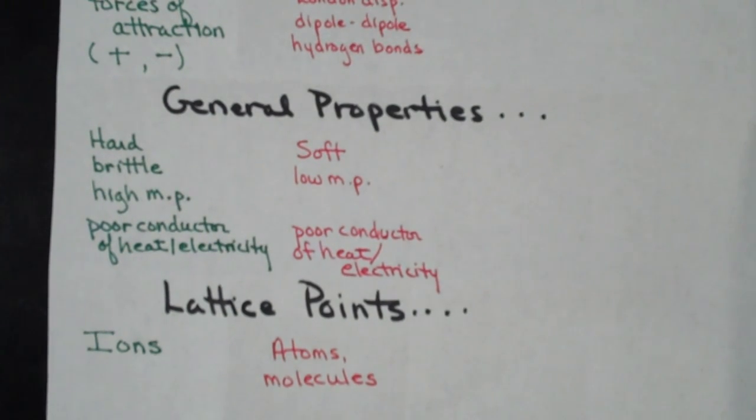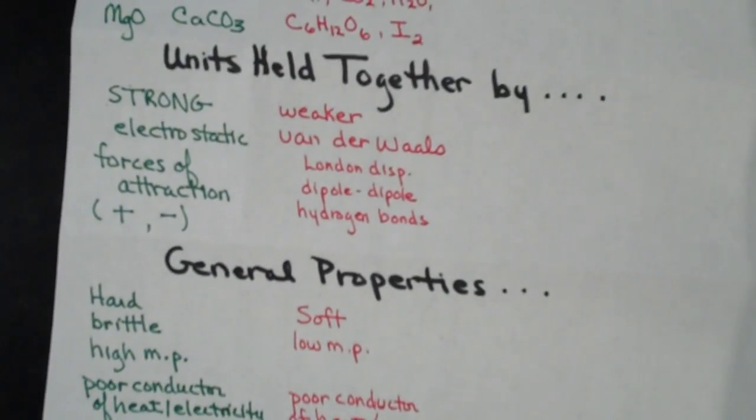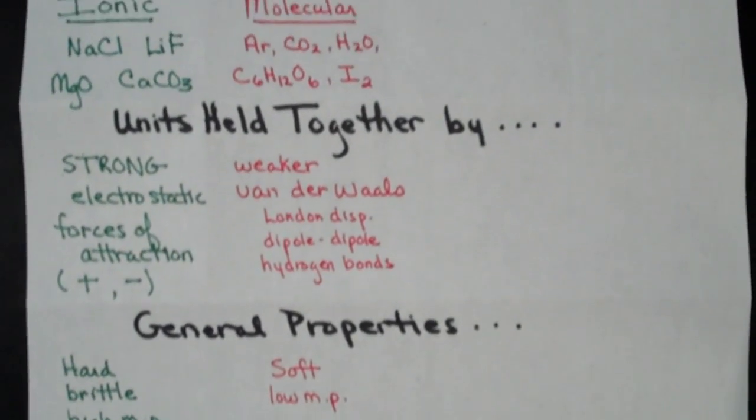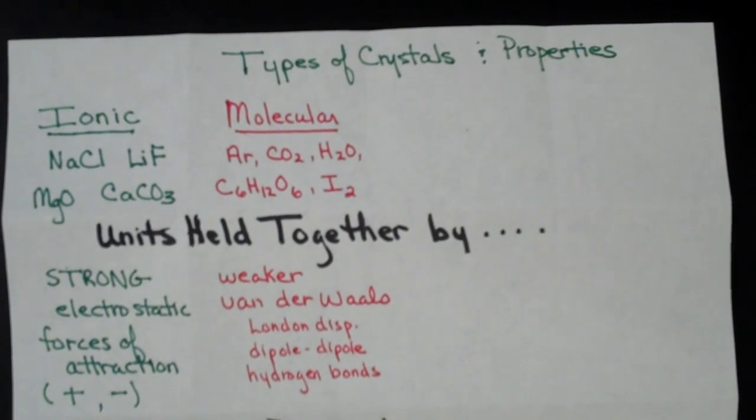These general properties are going to be that the crystals tend to be softer than those ionic crystals. They tend to have lower melting points, and they are poor conductors of heat and electricity, mainly because there is a lack of charges present. Well, at this point now we have 4 types of crystals that we want to discuss. And all we've talked about is 2. We have a pretty good understanding of ionic and molecular crystals.